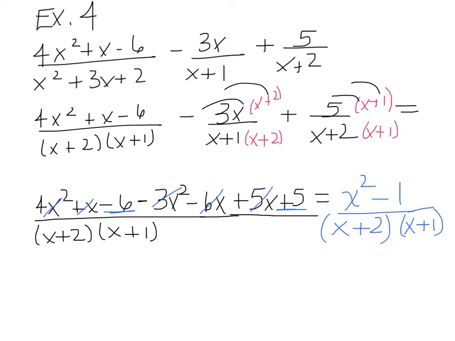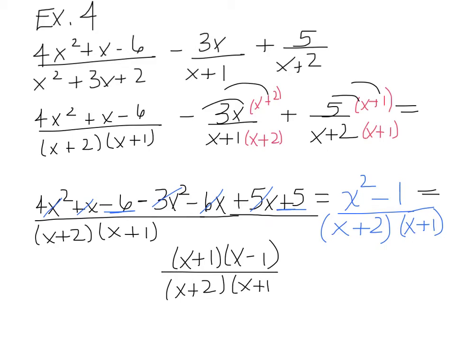Okay, so then I'm going to factor my numerator. And before I divide, I'm going to write my exclusions. X cannot equal negative 2 or negative 1. These will divide to equal 1. So my answer is x minus 1 over x plus 2.